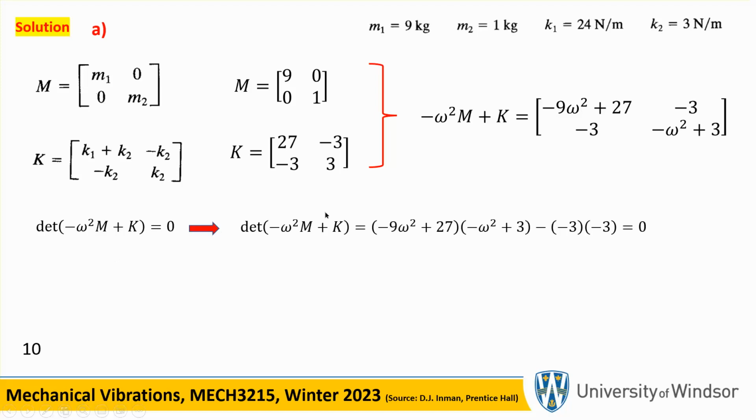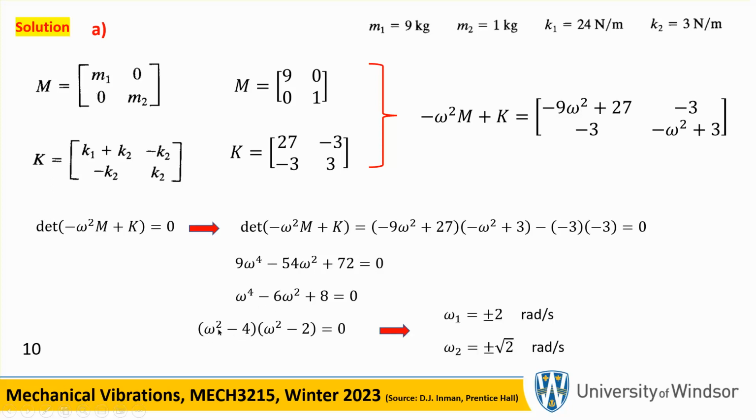So let's literally write it down. You have your m, you have your k, just there it is. Just multiply it out. This minus that, you get this expression. Do the algebra, you get this, and divide by 9, you get that. Notice it's very easy to solve. Actually, it factors: omega squared minus 4 times omega squared minus 2. If you multiply that, you get this, and obviously you get the one on the top. And you get your frequencies, plus or minus 2, plus or minus root 2.